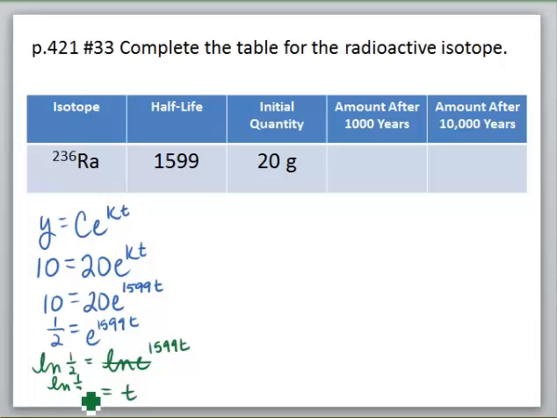And then what I can do is divide by 1599. Now what I'm going to be able to do is figure out after 1,000 years how much is left. So I now know, and I have this written wrong, this is a k. Sorry about that. I flip-flopped my order, and then I didn't flip-flop my variable.